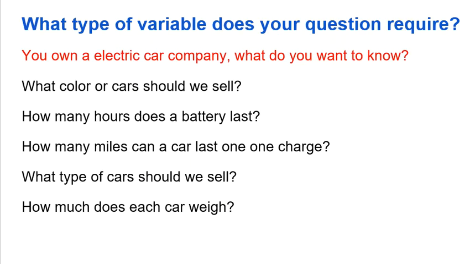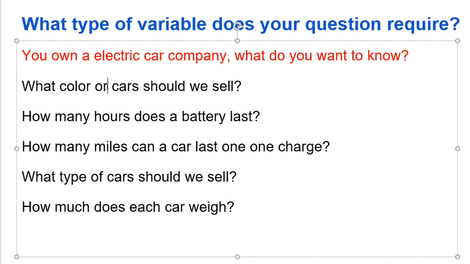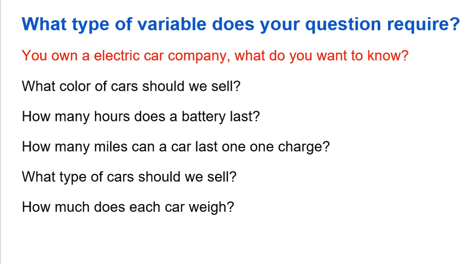So what type of variables does your question require? Right? Every question requires different variables. Is it categorical? Is it quantitative? Well, that's what you've got to figure out, right? So let's go back to you own an electric car company. What do you want to know? What color of cars should we sell? Sorry for the typo. Well, color is a categorical variable, so I'm looking for a categorical variable there.